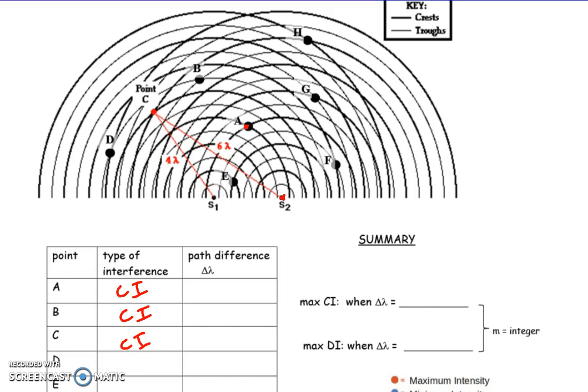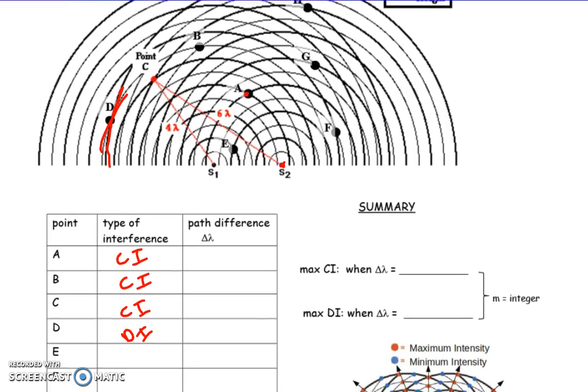And D, all right, this is a little less obvious, but if I look at this point right there, that looks dark. This one looks light. So D looks to be destructive interference. And let me choose one more. Let's look at F. F seems to be dark versus light. So let's call that destructive interference. I'll let you do E, G, and H.